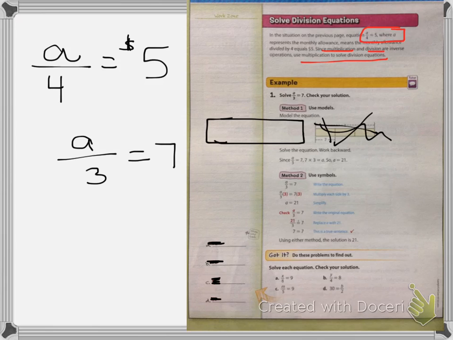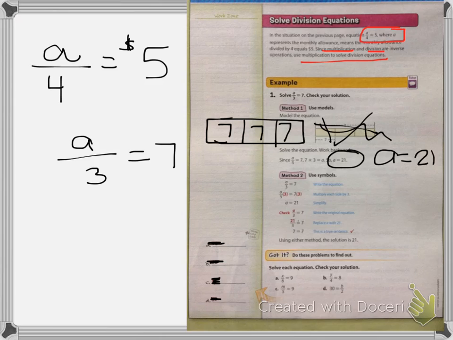Because A divided by 3, you need to think about how many slots you'll need. You'll need to have 3 chunks, right? And it says A divided into 3 is equal to 7. So 7 means that each chunk is worth 7. So to find out what A is, in this case, we found out that A is equal to 21. What did we need to do? Well, we actually multiplied both sides by 3.